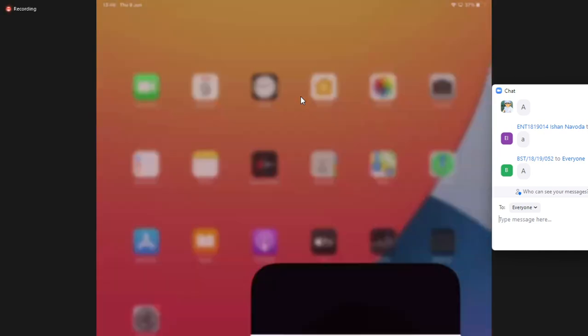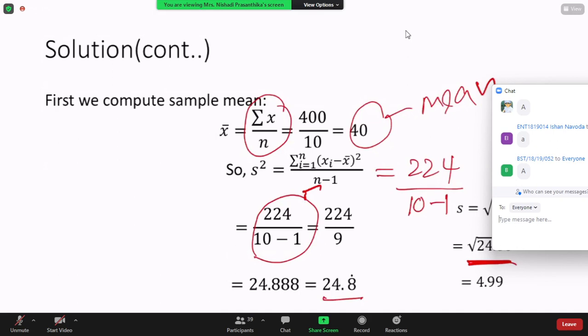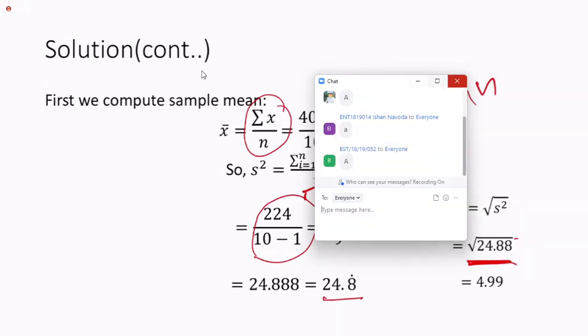Did you understand it? Please tell me. Did you understand it? What is the meaning of the variance? Please tell me, students. You have to respond.